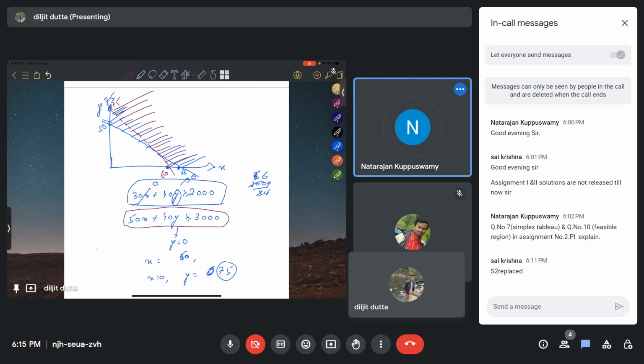Now we have to satisfy both the constraints, right? In the figure, what we can see is region 1. Region 1 is this region, exceeding this line and also exceeding this line. So this will be the feasible region.